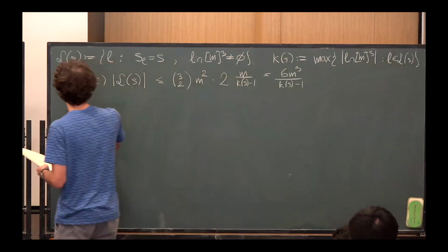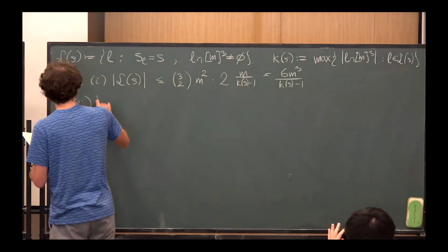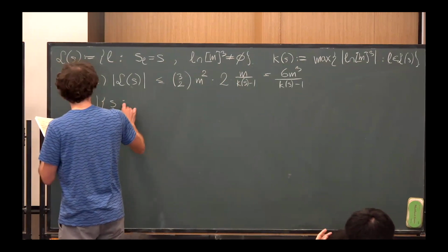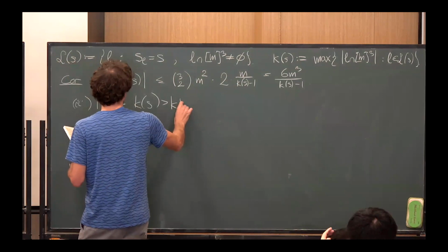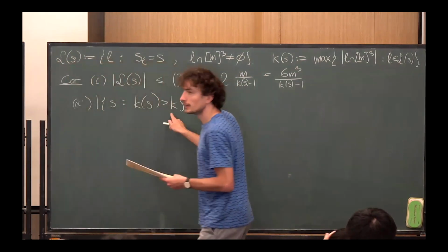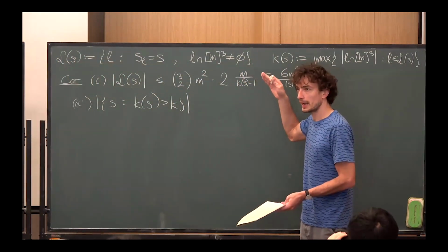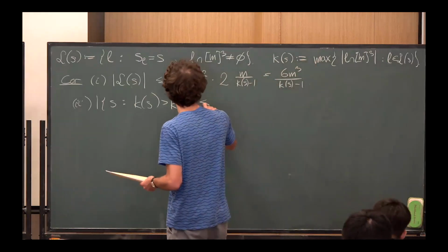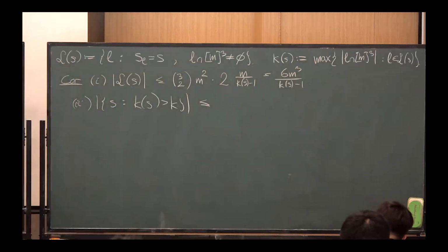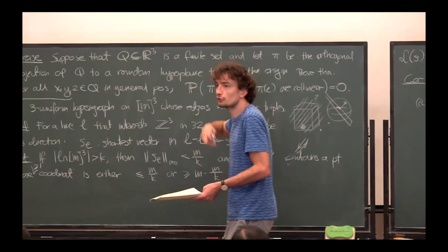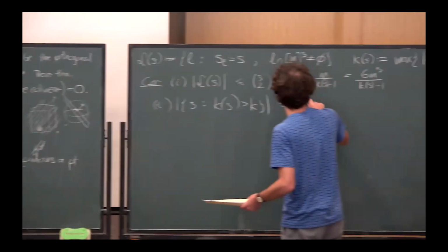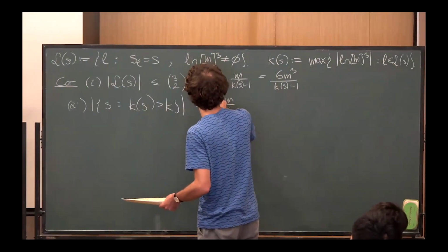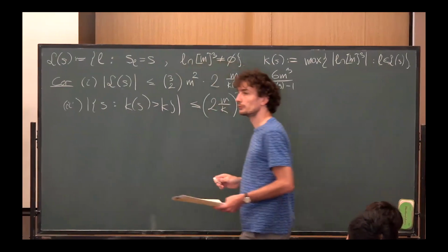And this is 6m cubed divided by k of x minus 1. And the second part is, what is the number of directions in which some line intersects the cube in at least k points? Well, we know that the L infinity norm is at most m over k. So each coordinate is between minus m over k and m over k. So we get the bound of twice m over k cubed.